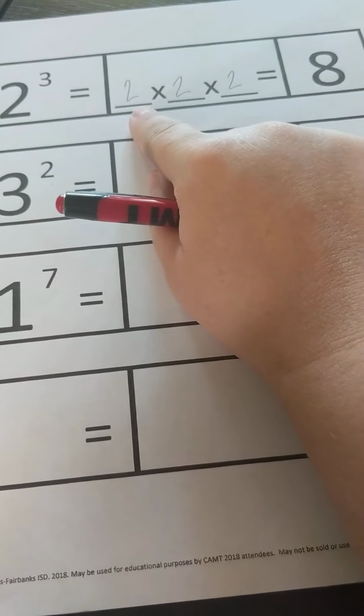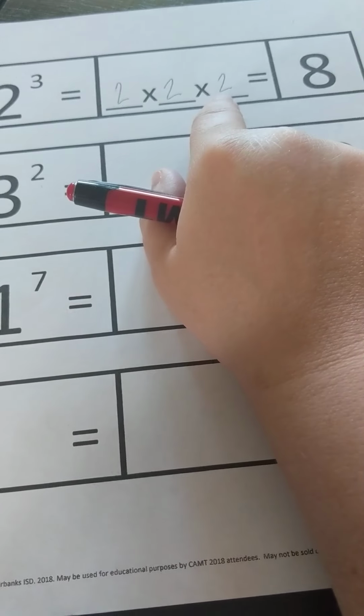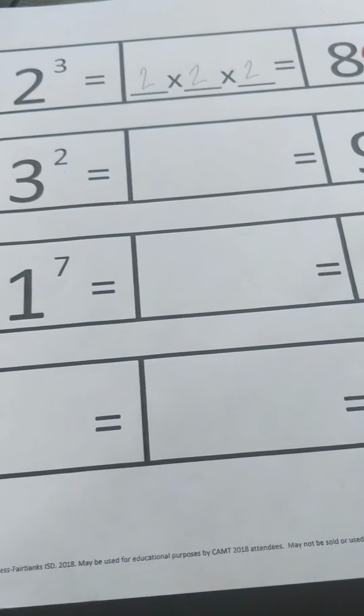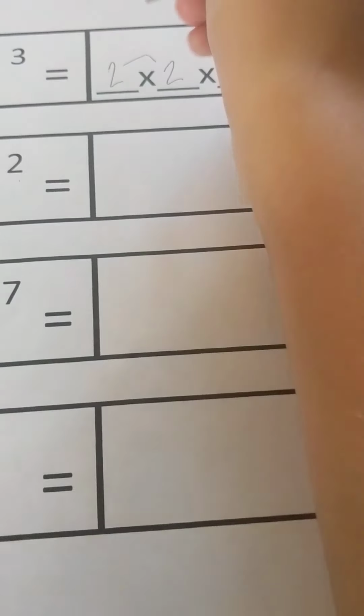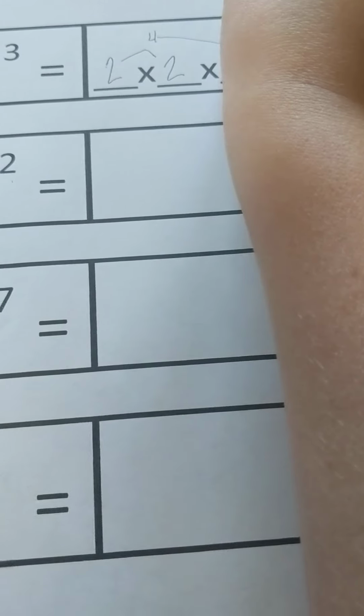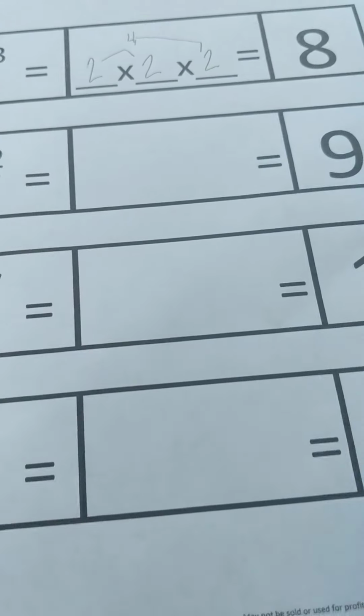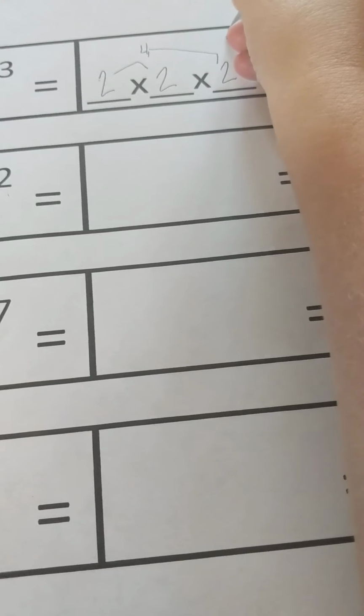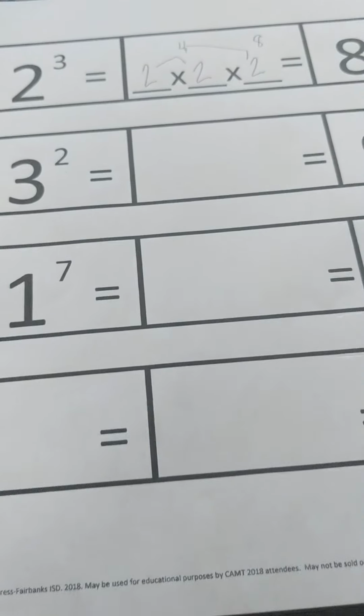So most people want to say, oh, I have 2 times 2 times 2, so 2 times 3 is 6. That is wrong. What we do is take the first two numbers and multiply. So we know 2 times 2 is 4. And then we multiply that answer times our last 2. So 4 times 2 gives us 8.